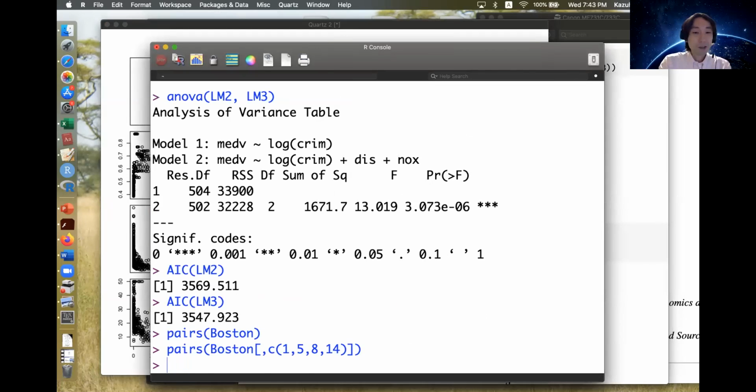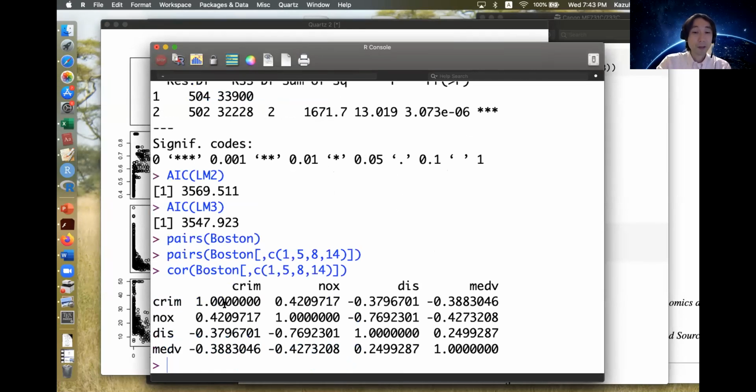The correlation coefficient is also calculated by the cor function. So you can see the correlation coefficient between the crime rate and the median house value is negative 0.388. NOx level, negative 0.42. Distance from the city center, 0.24. So actually, the farther away from the city center, the higher the house value. So probably the suburb has higher house values.